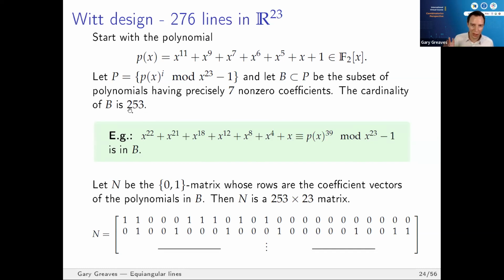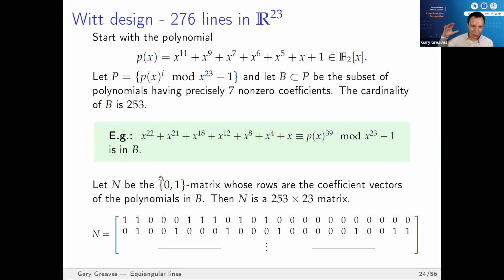Just to give you an explicit example of something that lives in B: if we take the polynomial P of x to the 39, reduce it modulo x to the 23 minus 1, we end up with this polynomial here, x to the 22 plus x to the 21, all the way down to x. And this is in B because there are just 7 non-zero coefficients: 1, 2, 3, 4, 5, 6, 7. Also, P to the 1, by the way, so P itself has just 7 non-zero coefficients, 1, 2, 3, 4, 5, 6, 7.